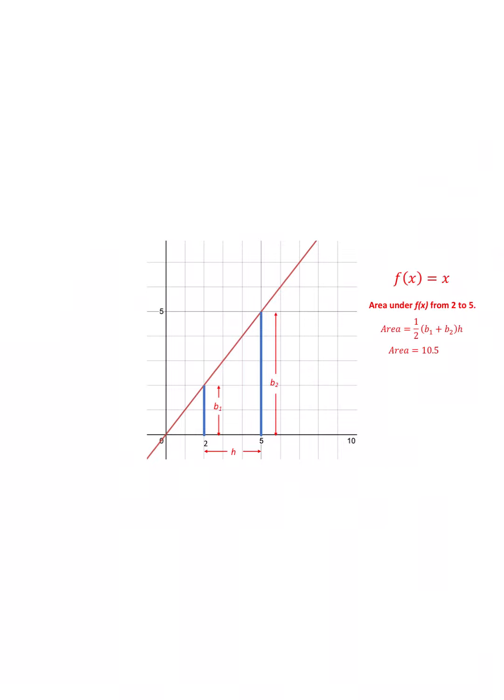So if we plug in the values for B1, B2, and H, we come out with the area is simply equal to 10.5.